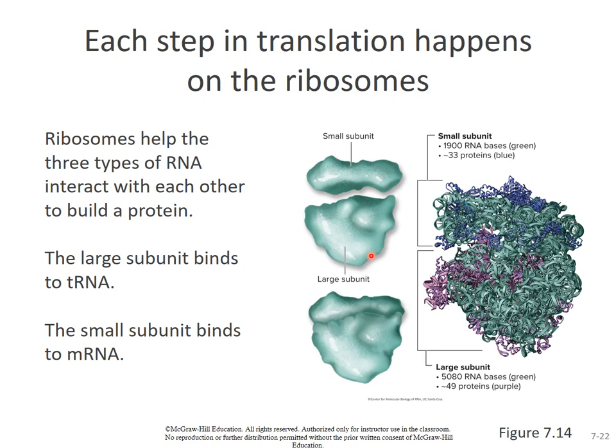If you think of them kind of like hamburger buns that come together, and then the inside meat area is where the action will be taking place. This large subunit is where the tRNA molecules will be coming in and binding. The small subunit is where the RNA will be coming in and binding. And so when you put these together, then you'll have this area of interaction. And these molecules are huge. This is a 1900 base pair here, just the small one.